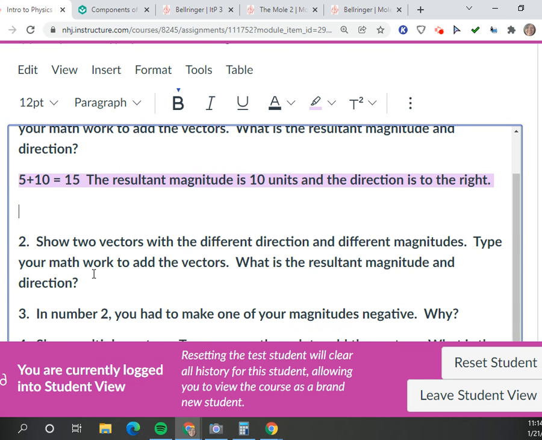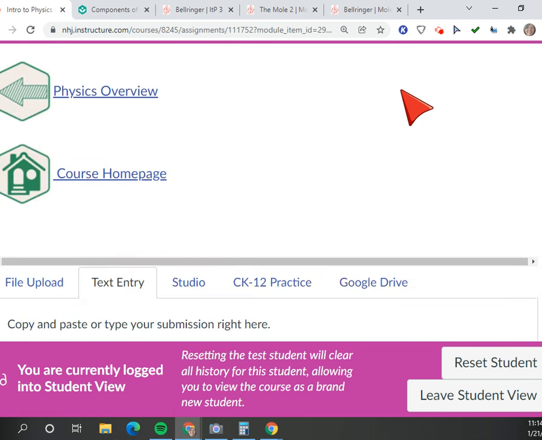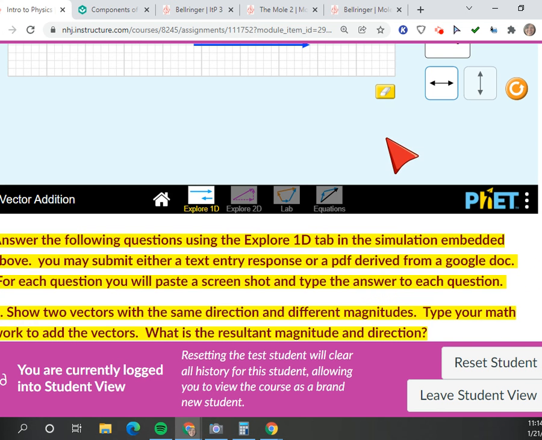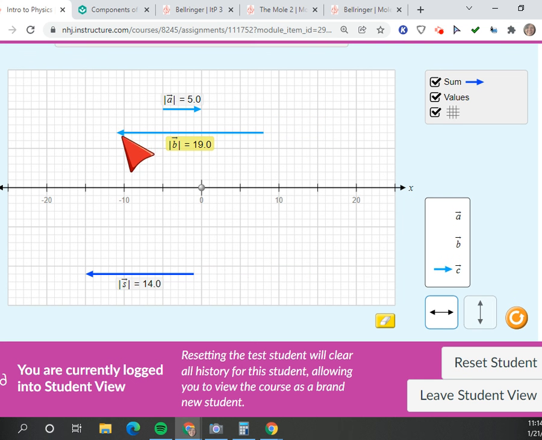Right? Then the second question. I'm not going to answer this one, but I'll show you how to do it. Show two vectors with a different direction and different magnitudes. Type your math work. So you're going to do a similar thing. You're going to come back up here, and we're just going to change the direction of one of the arrows.